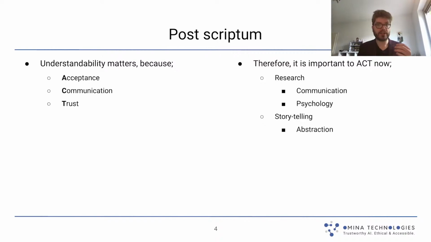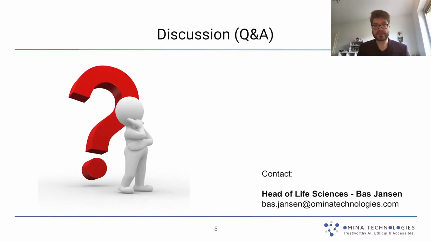That means we need to do research into communication, but also need to take into account psychology, because a lot of these concepts are simply not familiar to AI scientists. And storytelling and the abstraction within storytelling is going to be very important in that. Now, I hope this got your interest, and I look forward to your questions.